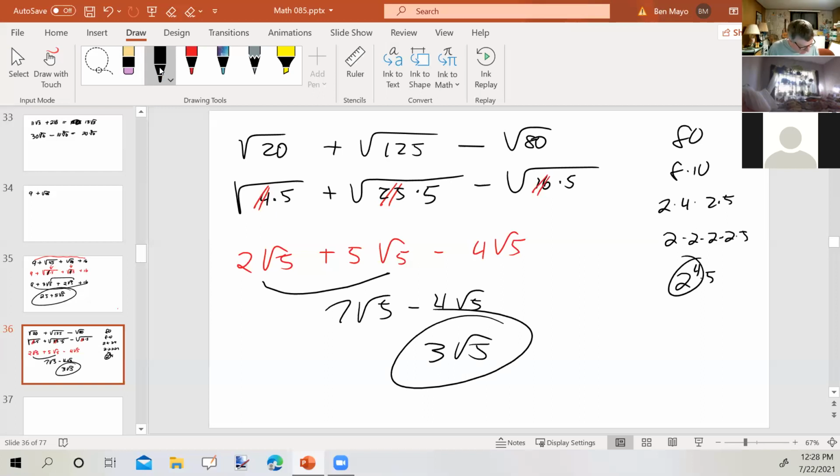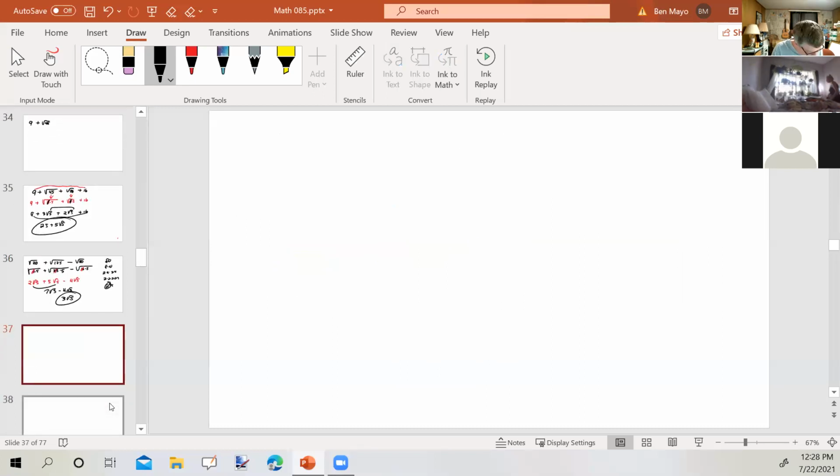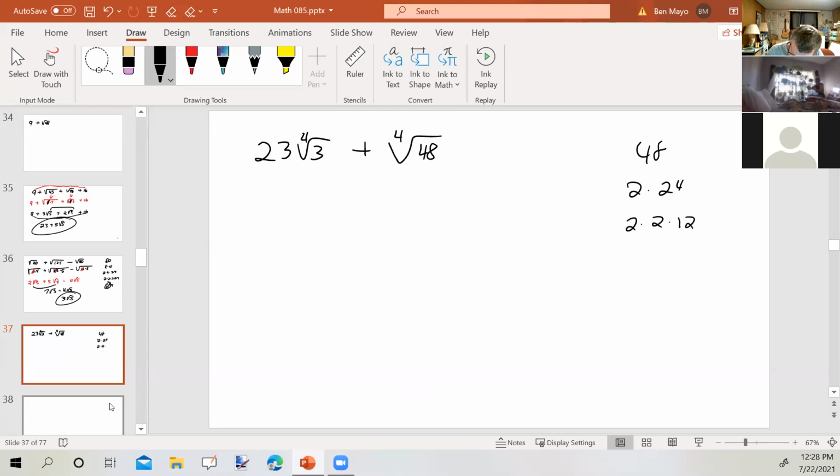One more example. 23 4th roots of 3 plus the 4th root of 48. Well, 48 is 2 times 24, which is 2 times 2 times 12, which is 2 times 2 times 2 times 6, 2 times 2 times 2 times 2 times 3, 2 to the 4th times 3. Okay?